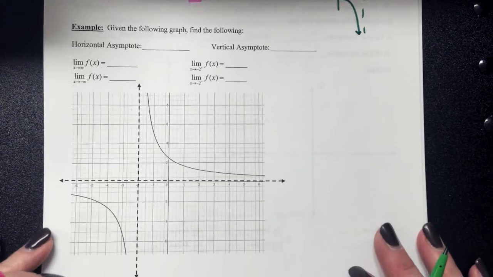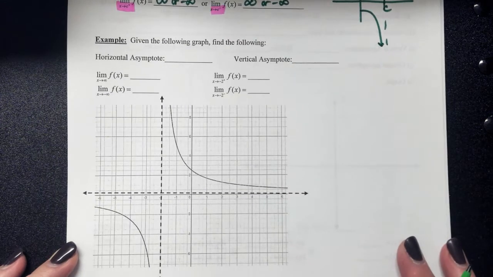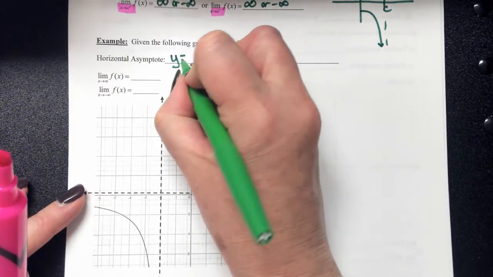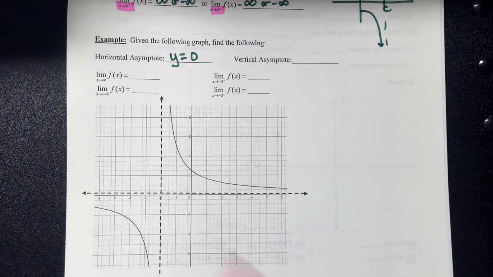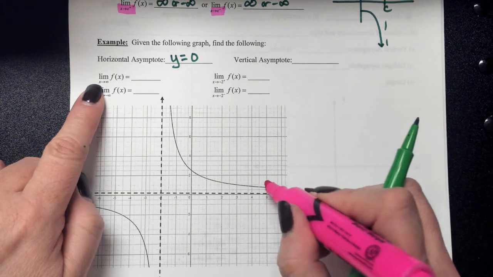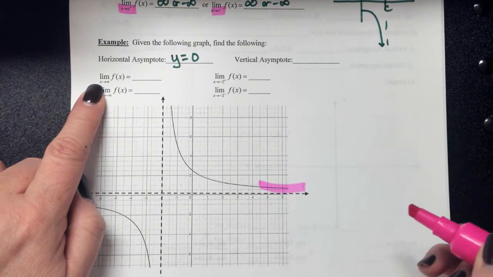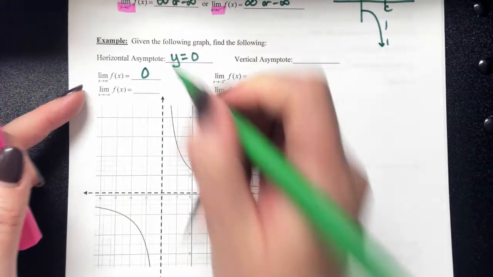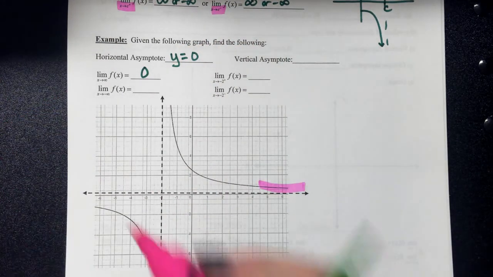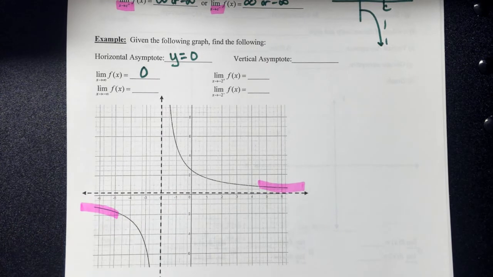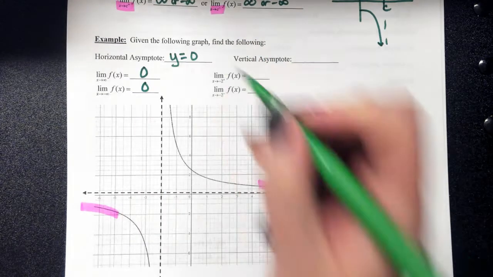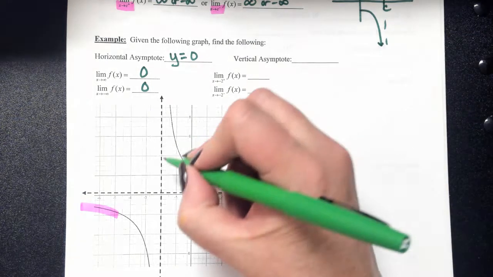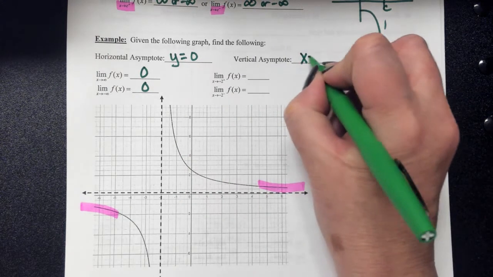So for example, let's take a look at this rational function graph. Notice I have a horizontal asymptote at y equals 0. So when I ask you about the limit as x approaches infinity, I'm looking at the right-hand behavior of this graph. Notice it's not pointing up or down, it's approaching your horizontal asymptote of 0. On the left-hand side, as x approaches negative infinity, it's also approaching your horizontal asymptote of 0. You have a vertical asymptote on this graph at x equals negative 2.